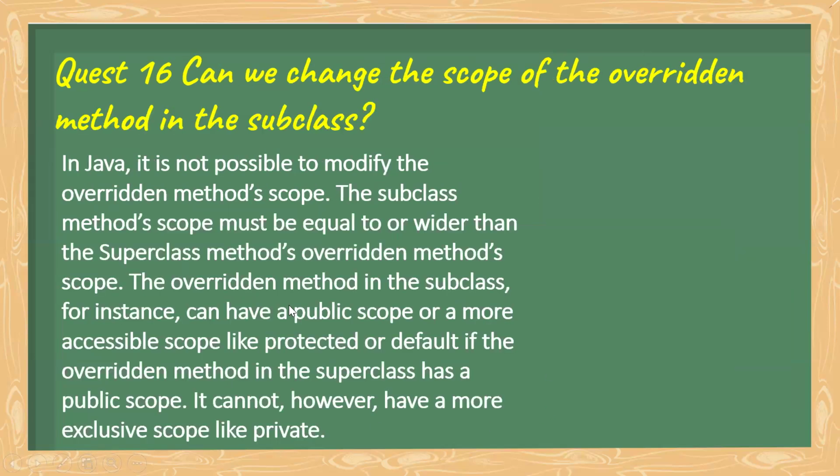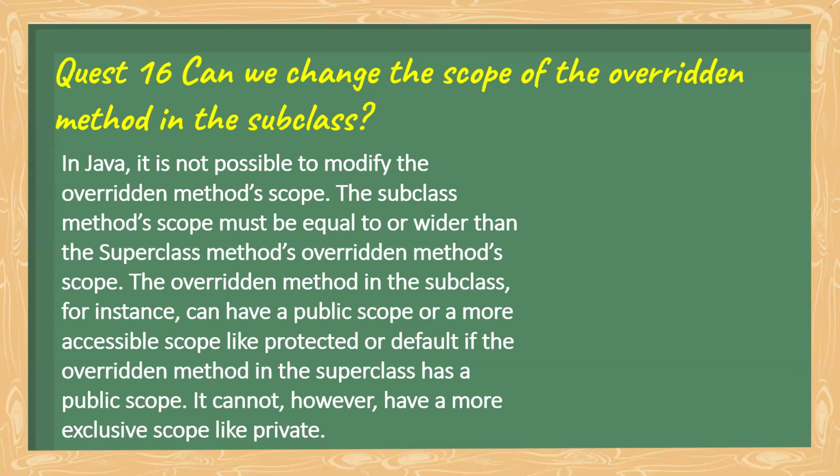Can we change the scope of an overridden method in a subclass? This is a very important question. Scope means access modifiers like public, private, and so on. If you give private, definitely you cannot override it, right? But whenever you give public, default, or protected, the question arises.